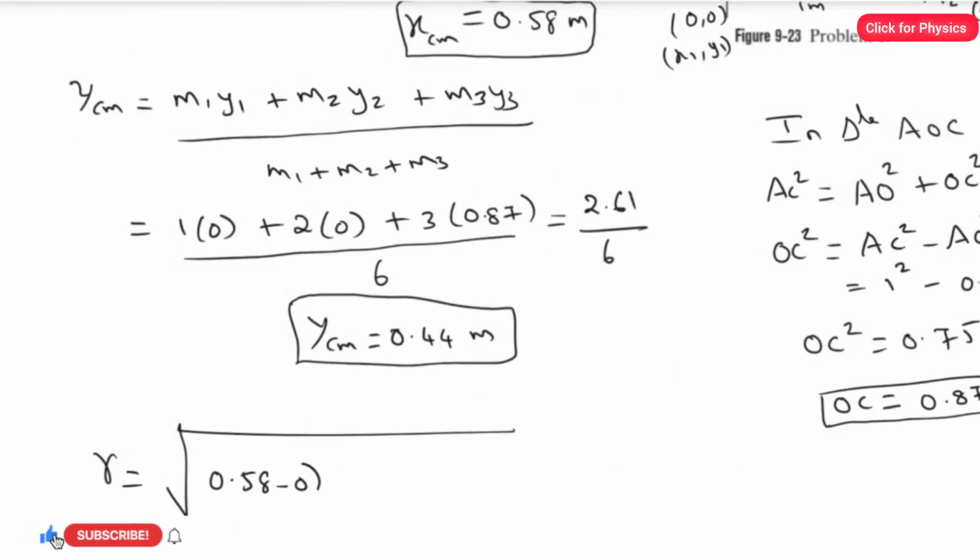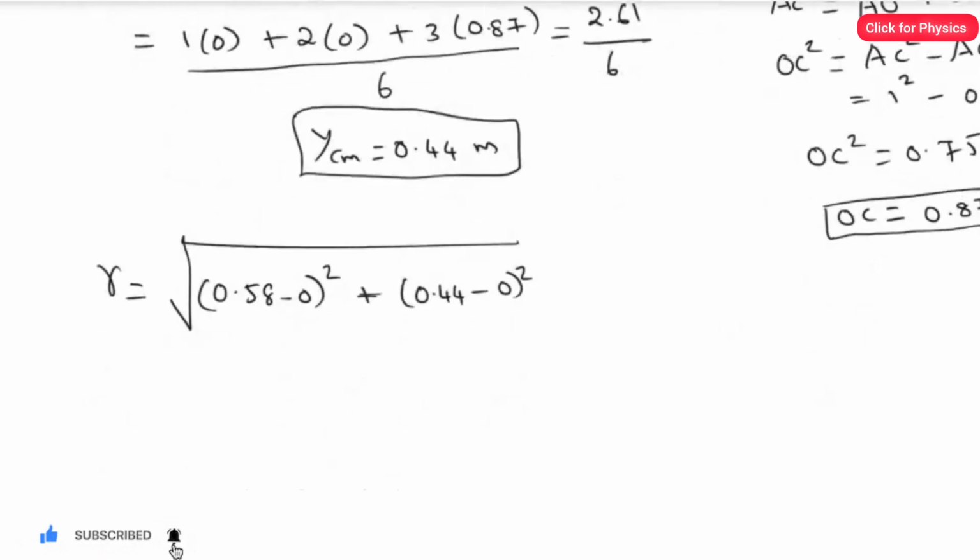0.58 minus 0, because why we put 0? Because the distance of A. We have to subtract the value from A, which is 0, squared, plus the y center of mass, which is 0.44 minus the location of A's y coordinate, which is 0. So now we can easily find the distance of the center of mass from A. Therefore R is equal to the square root of 0.58 square plus 0.44 square. I got the answer here as 0.73.